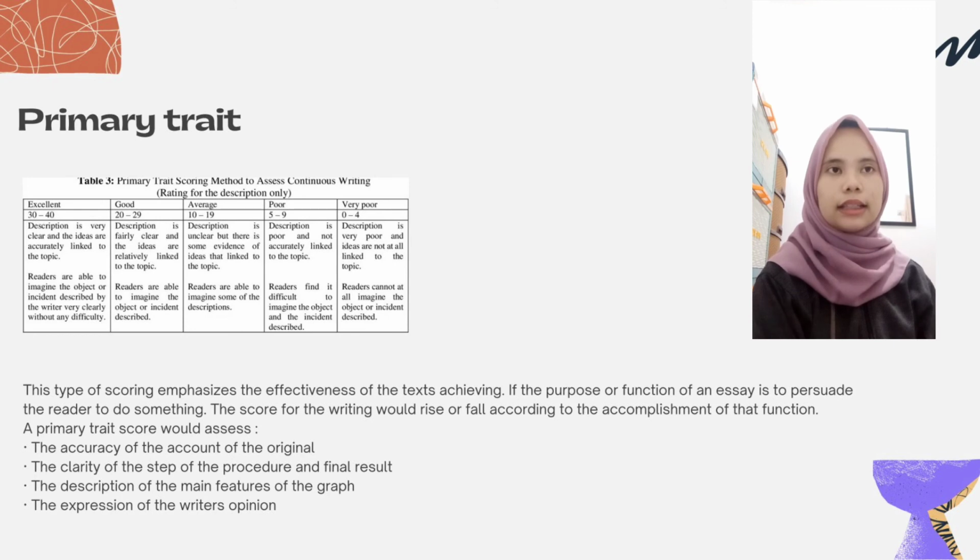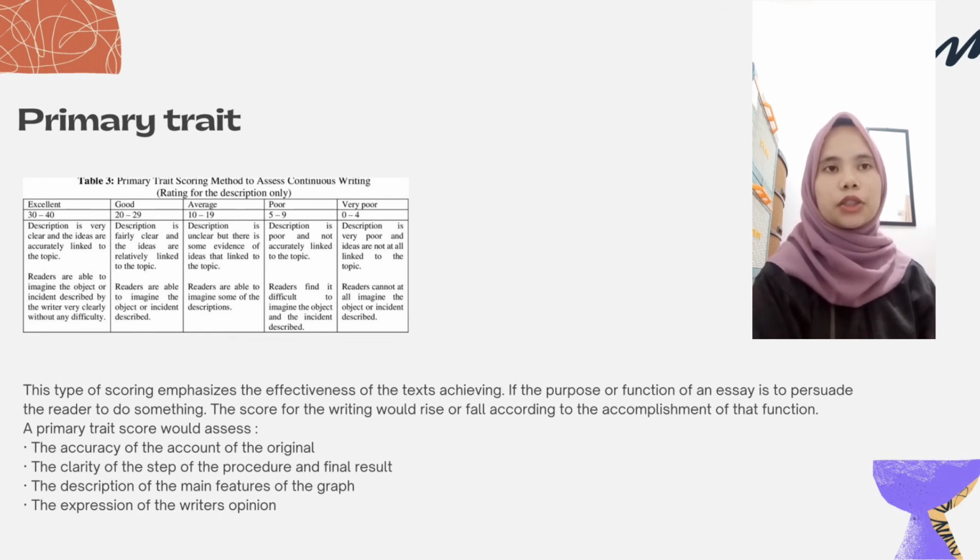The second one is primary trait scoring. This type of scoring emphasizes the effectiveness of the text in achieving its purpose. If the purpose or function of an essay is to persuade the readers to do something, the score for the writing will rise or fall according to the accomplishment of that function.